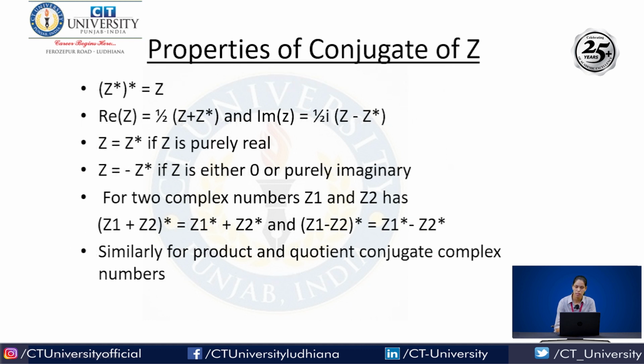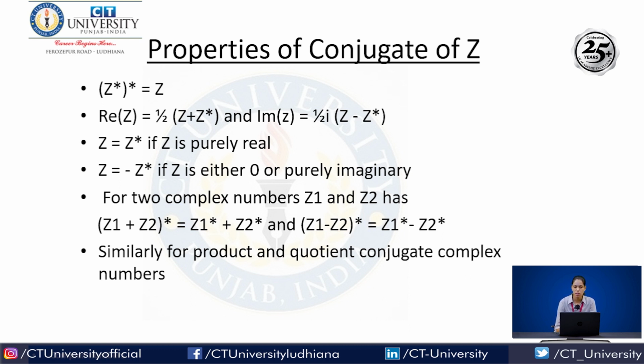Next are the properties of these conjugates. The first one is that the conjugate of the conjugate gives the same number. Like in the previous example, z equals 4 plus iota 6, then taking the conjugate it becomes 4 minus iota 6, and taking the conjugate again, it becomes 4 plus iota 6 again. So the conjugate of the conjugate is z.